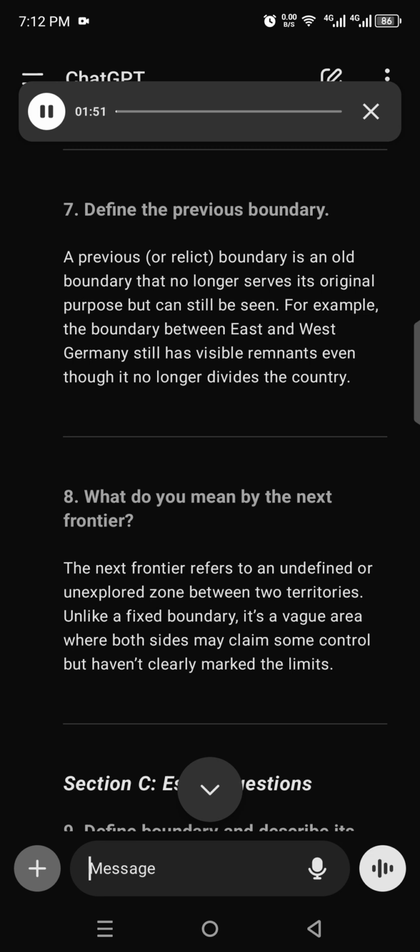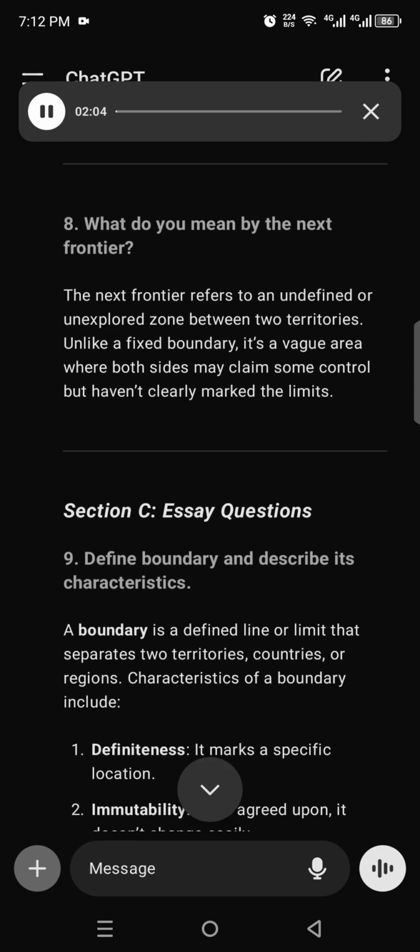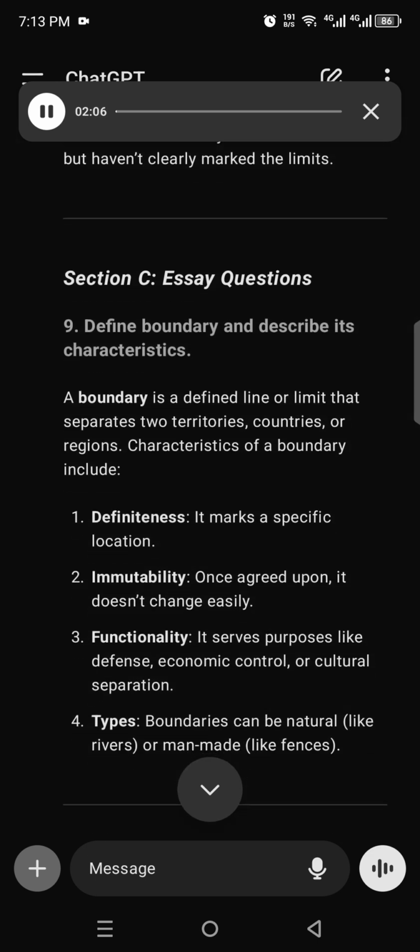8. What do you mean by the next frontier? The next frontier refers to an undefined or unexplored zone between two territories. Unlike a fixed boundary, it's a vague area where both sides may claim some control but haven't clearly marked the limits. Section C. Essay questions.